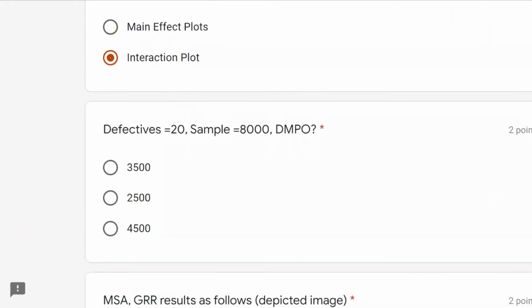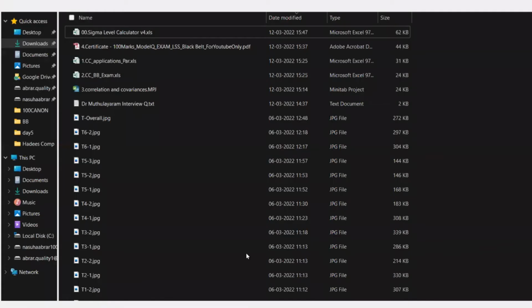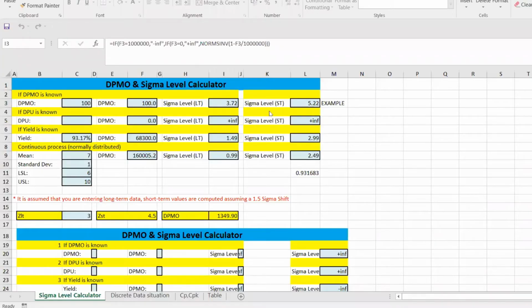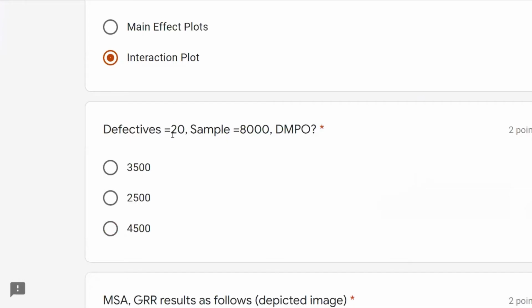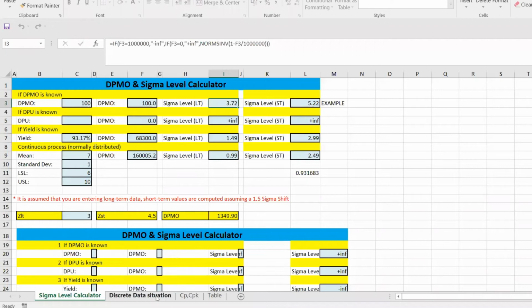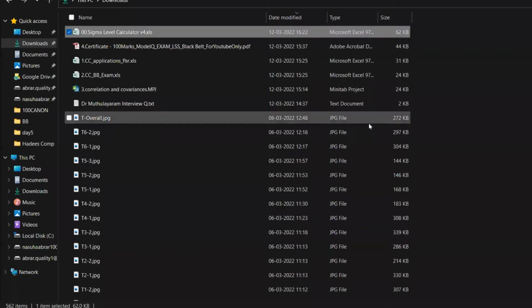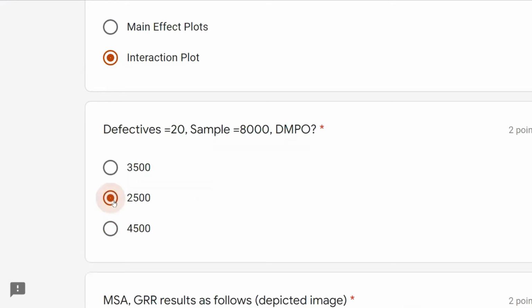When defective is 20 and sample is 8,000, what is the DPMO? I have also shown this in one of the videos, how to calculate using the Six Sigma calculator. So the question is, defective is 20, sample is 8,000. Let's go and feed that value. Defective, this is a discrete one. Defective is 20, sample is 8,000. So 2,500 is the DPMO, right? So I am going to select 2,500. Let's go to the next question.